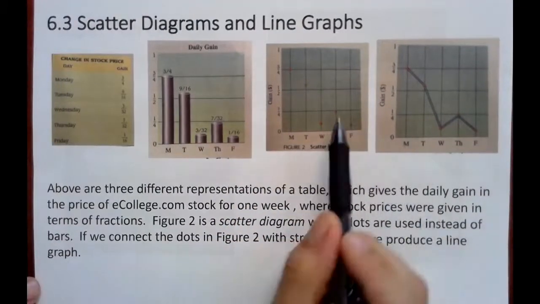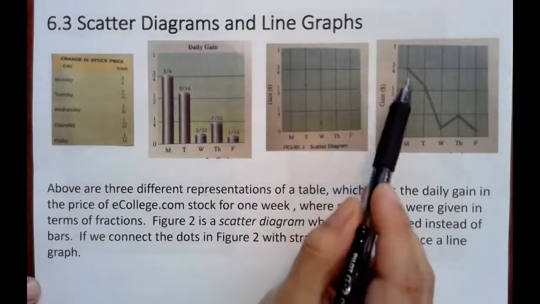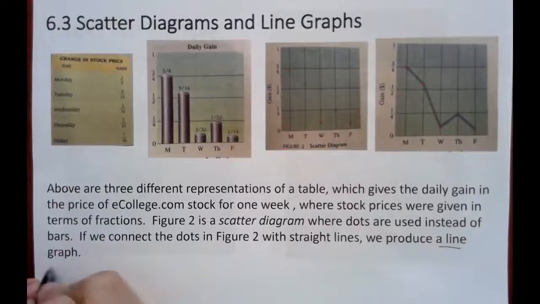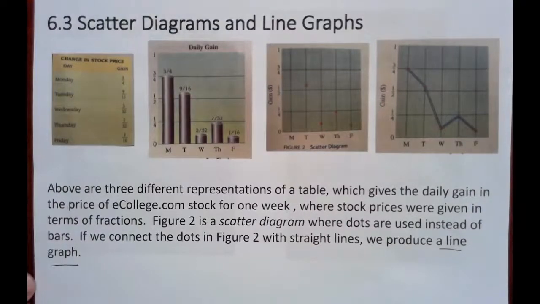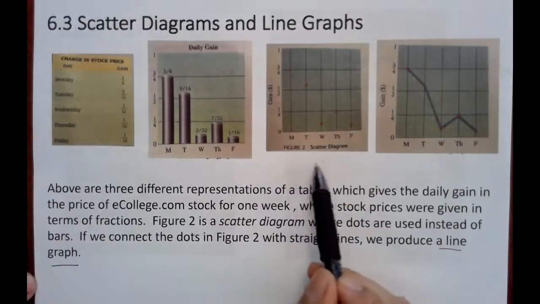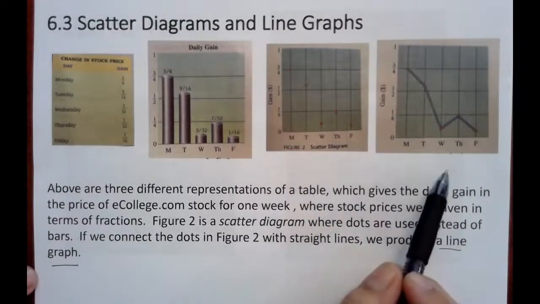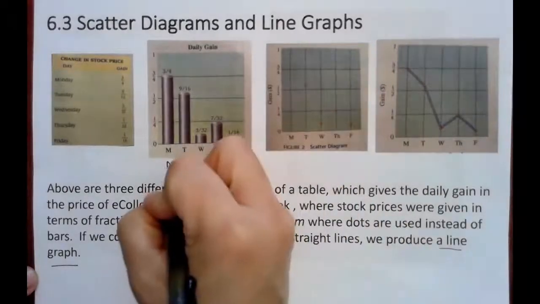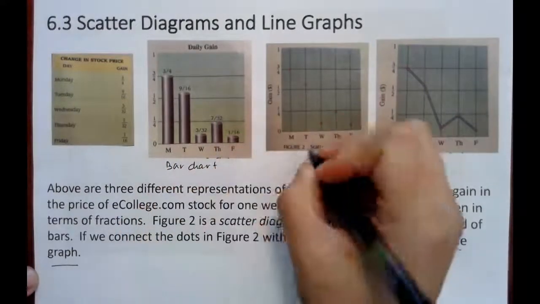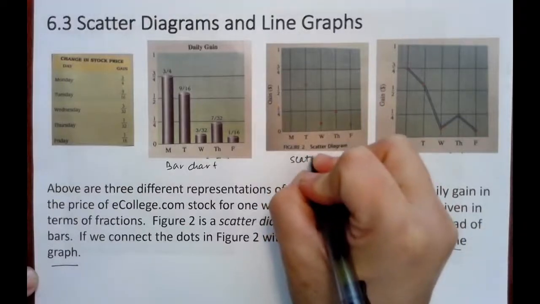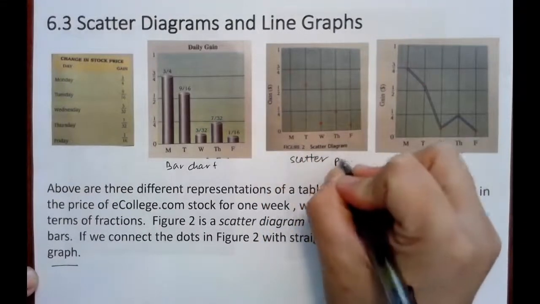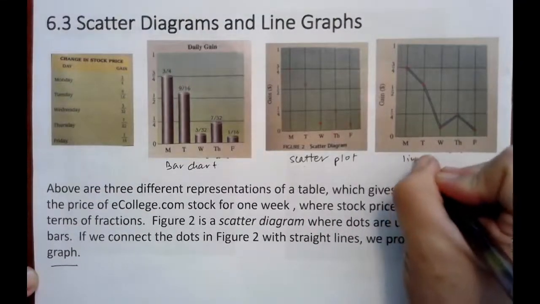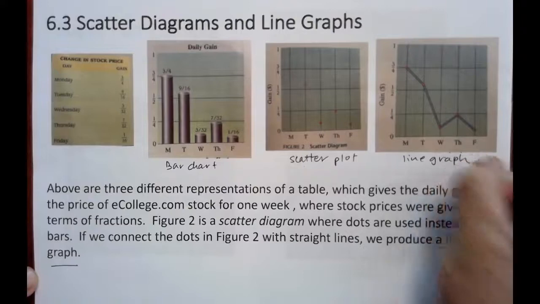And then finally, if we connect these dots with straight lines, you have a different kind of graph that's called a line graph. So far you've gone over bar chart, then this one's a scatter diagram or scatter plot, and then this one here is a line graph. In statistics we just say scatter plot. Okay.